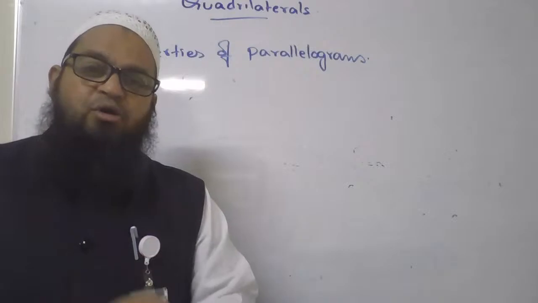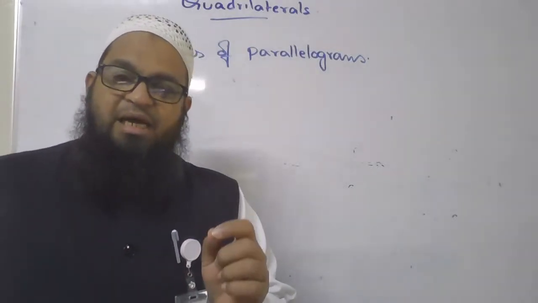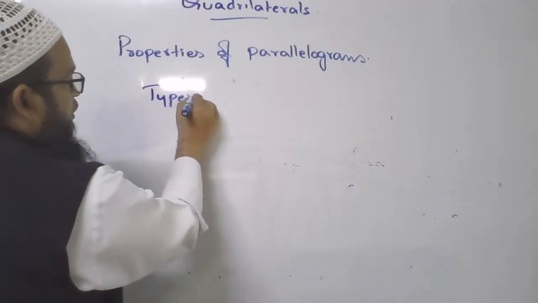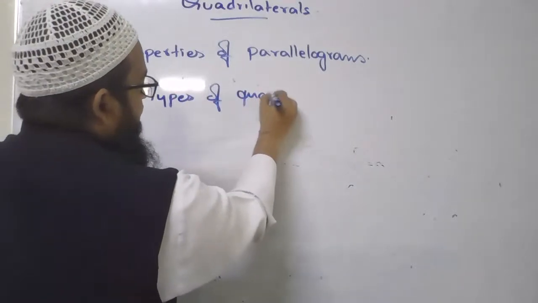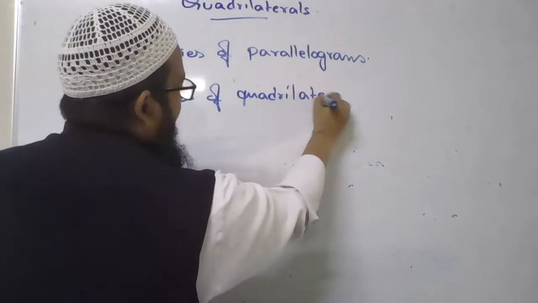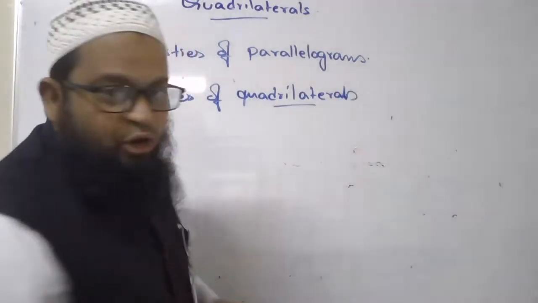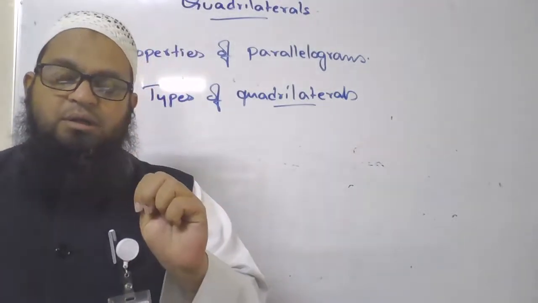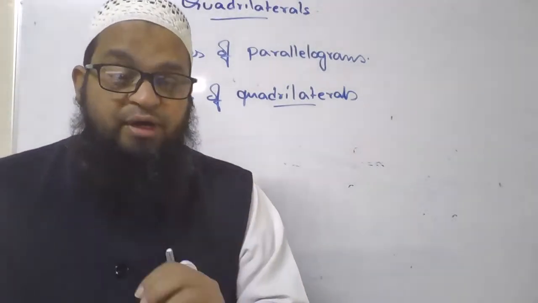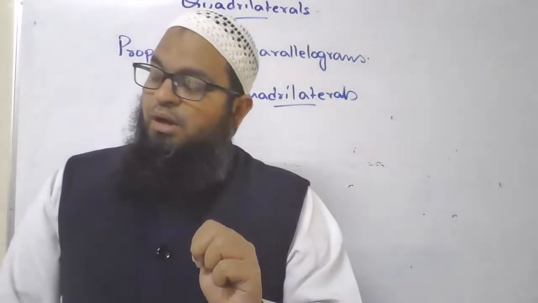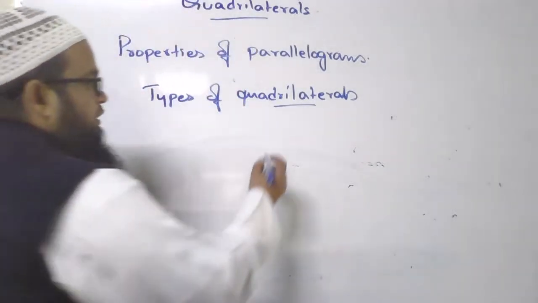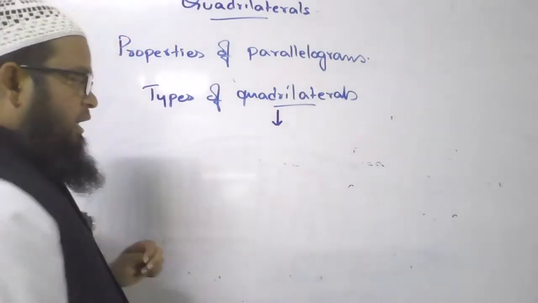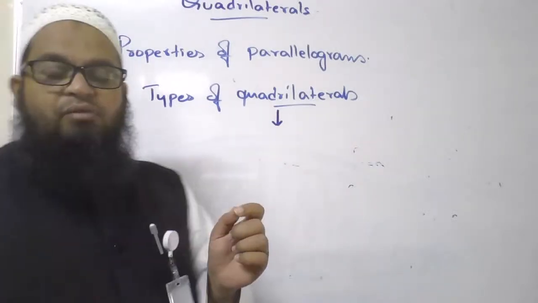Now, before going to properties of parallelograms, let me explain to you the types of quadrilaterals. So what are the types of quadrilaterals? We all know that quadrilaterals are closed figures with four sides, right? Okay, now what are the types of quadrilaterals? What is the first type? Quadrilateral itself is a four-sided figure, and now the quadrilateral with a special feature.